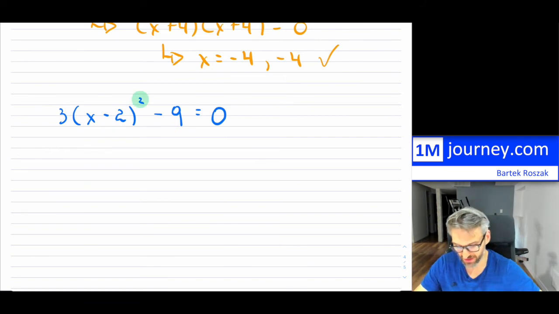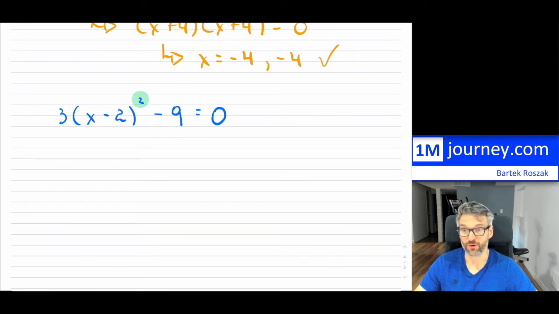You can expand this out and then put it in the form of ax squared plus bx plus c equals 0. But it's kind of unnecessary because it's already in this vertex form. So what you can do is try to solve for your x directly. Sometimes it works and sometimes it doesn't work.